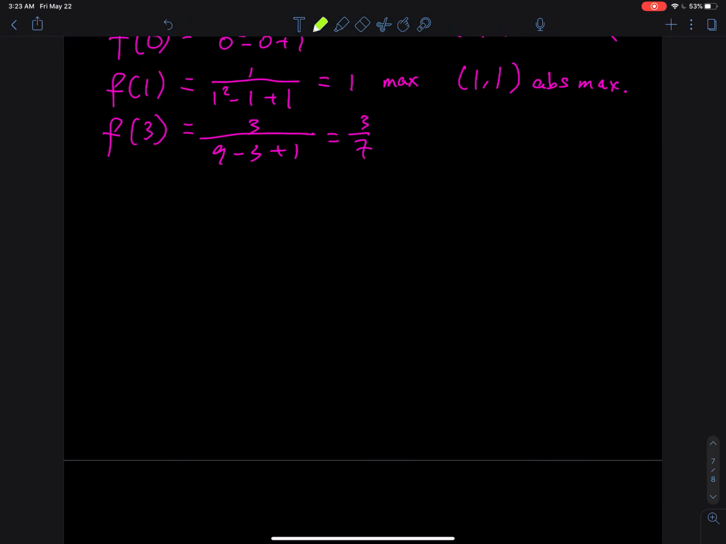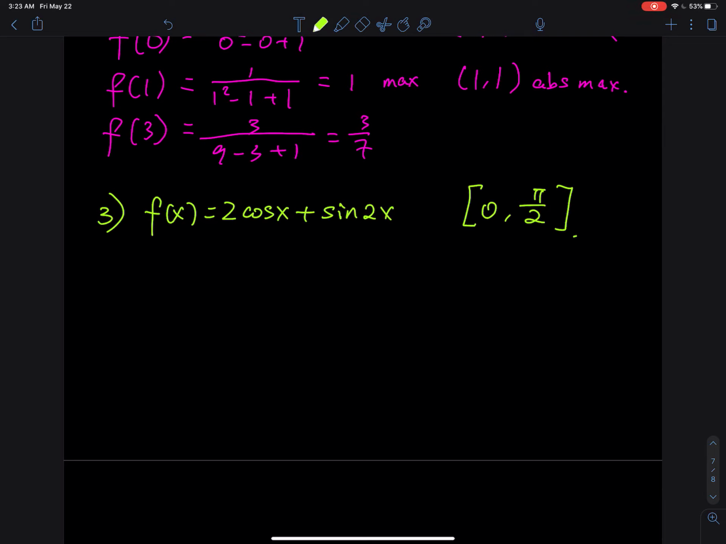Number 3, you have f of x equals 2 cosine x plus sine of 2x, and the closed interval is from 0 to half pi. All right, so first let's find the derivative. So A, we find the derivative, and then B, we do the plug-in, right? So f prime of x, the derivative of cosine is negative sine. And then we have to use the chain rule, right? The derivative of sine is cosine 2x, and then times the derivative of 2x, we get a 2.